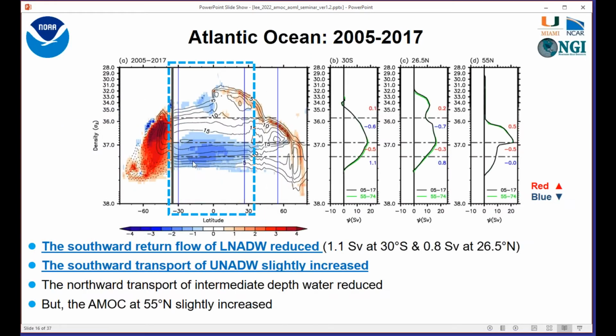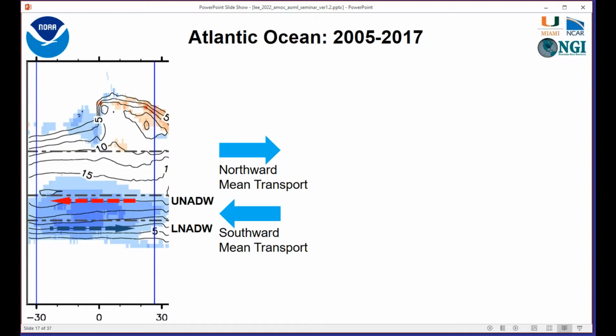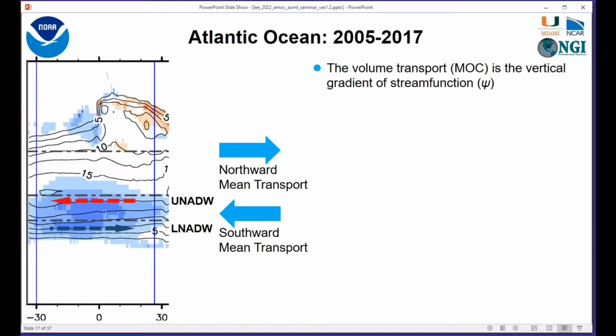So let's take a look at this one more carefully. What is this showing? It's just the expanded plot of that part, 30 degrees south to 30 degrees north. An important thing to remember is that the volume transport, the MOC, is the vertical gradient of the stream function. The stream function is an integrated transport, so the stream function does not equal the transport. We have to remember that.